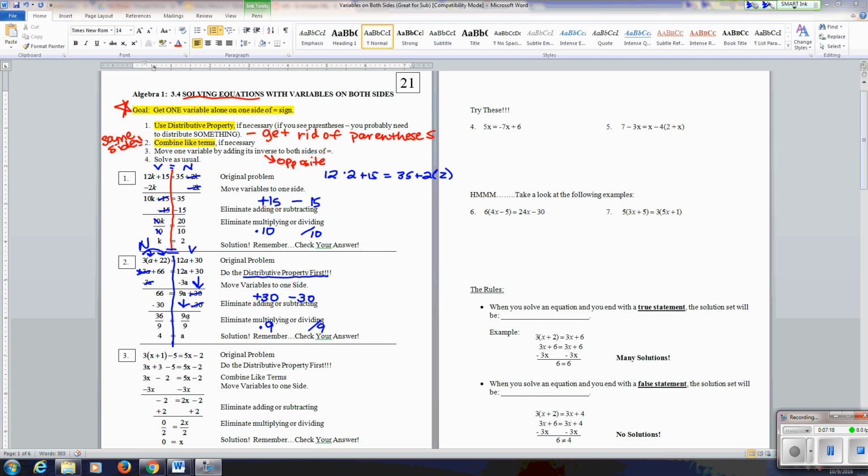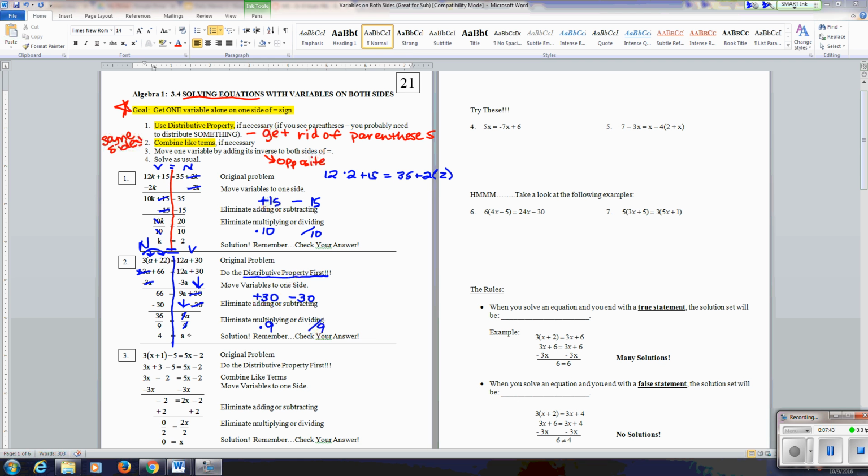I have to focus on the variable. It's 9 times A. It's not 36 times A. I don't want to divide by this number. This number is not affecting my variable at this moment. This number is affecting the variable because it's next to it. Okay, so 9 times A, I divide by 9, and now I'm just left with A. 36 divided by 9 is 4.